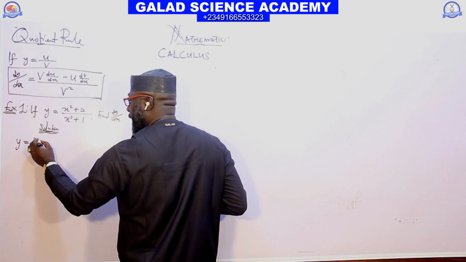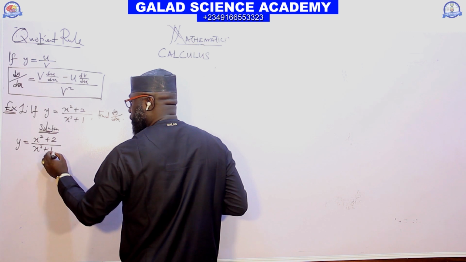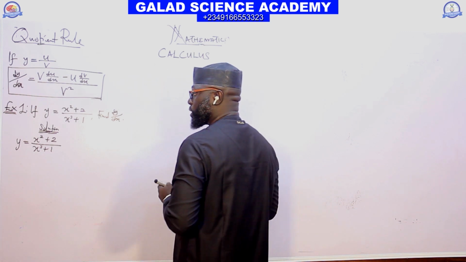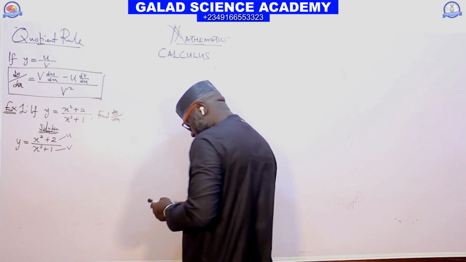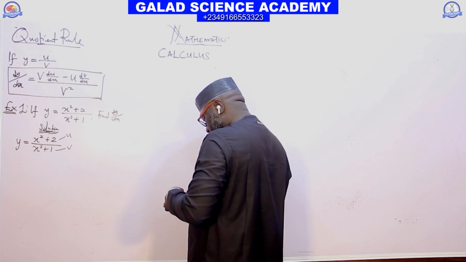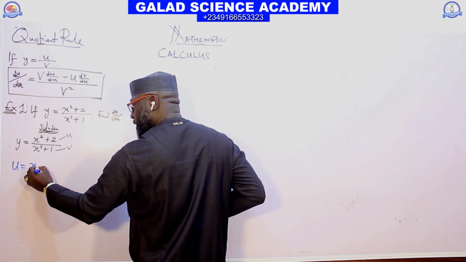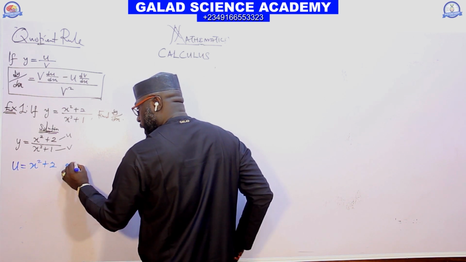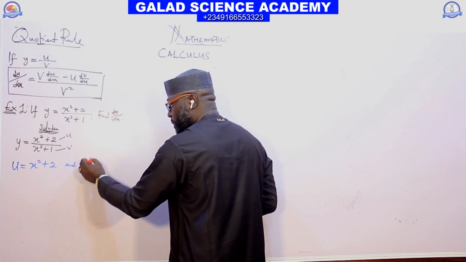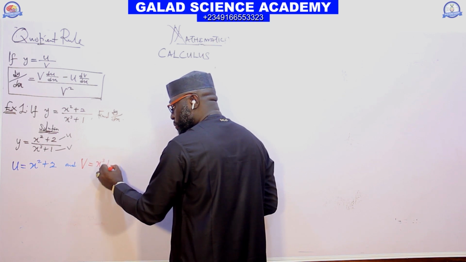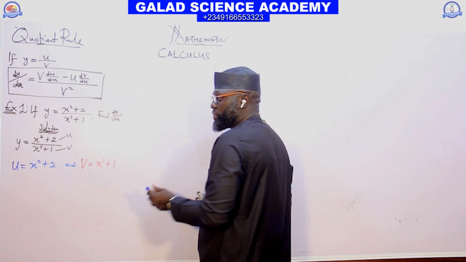y is x squared plus 2 over x cubed plus 1. That said, let u equal to this, v equal to this. So u is x squared plus 2, and v will be x cubed plus 1. So the next thing you do now is differentiate u and differentiate v.